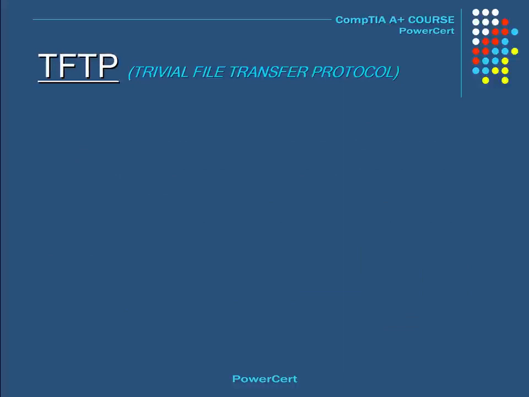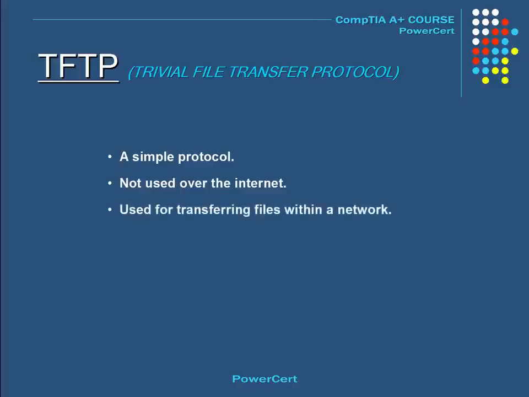TFTP stands for Trivial File Transfer Protocol. And this is a very simple transfer protocol. It is not used to transfer files over the internet like FTP does. It's mainly used for transferring files within the same network. And it does not provide any security during the transfer. And unlike FTP, that uses the TCP protocol for file transfer, TFTP is a connectionless protocol that uses UDP as its transfer protocol.